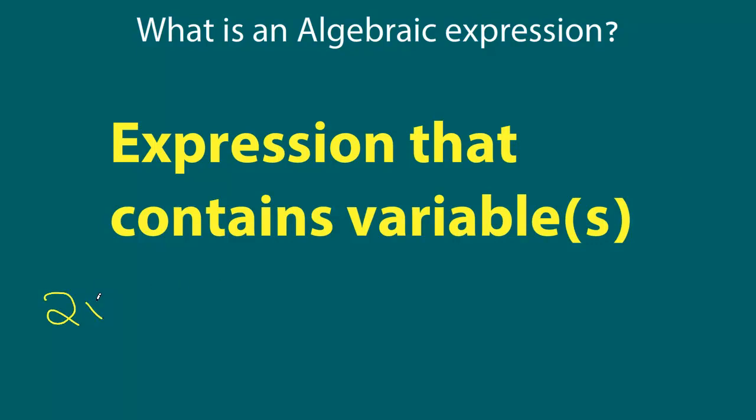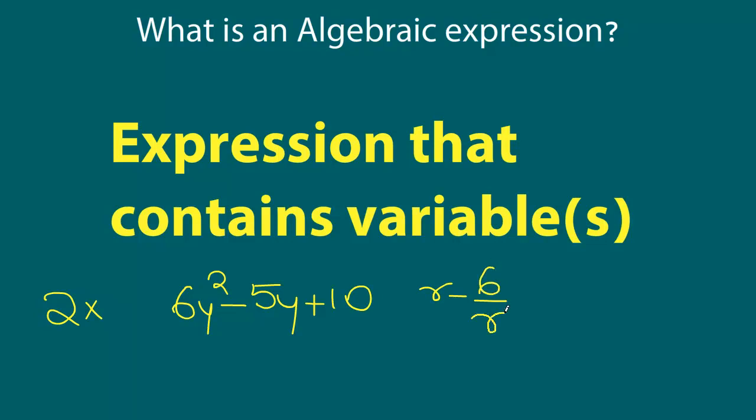So 2x, let's say 6y squared minus 5y plus 10. Let's say r minus 6 by r. And let's write one more, square root t plus 6t cubed. So here we have written 4 algebraic expressions.